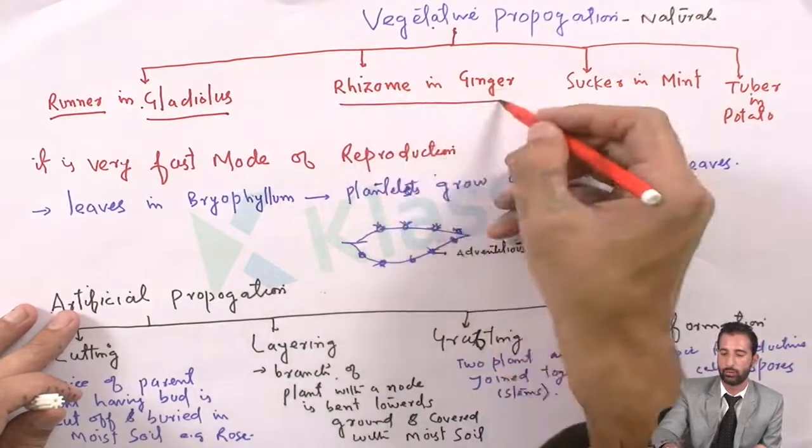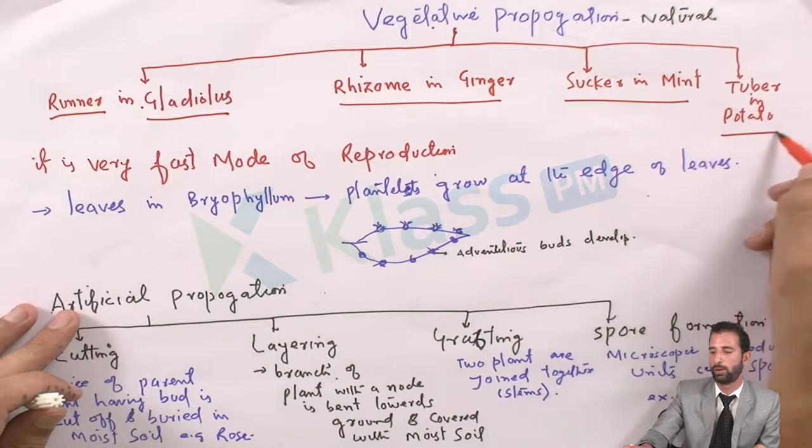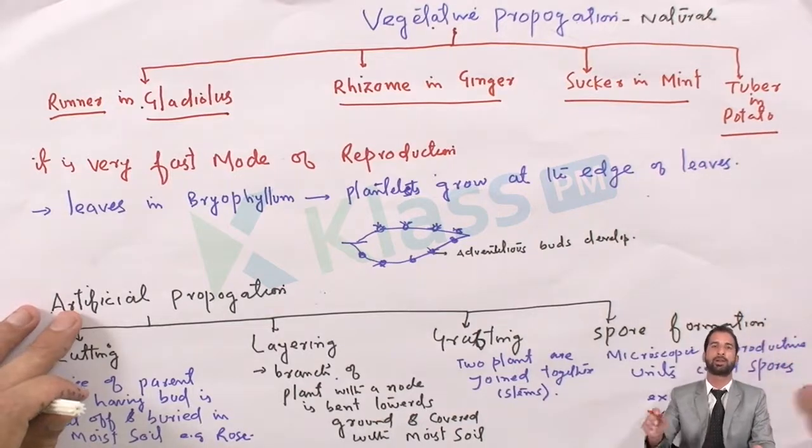Then second is the rhizome in the ginger. Then third is the sucker in the mint. And fourth is the tuber in the potato. See, you have seen the potato and you have seen the eye of the potato. That bud is actually the modified stem.